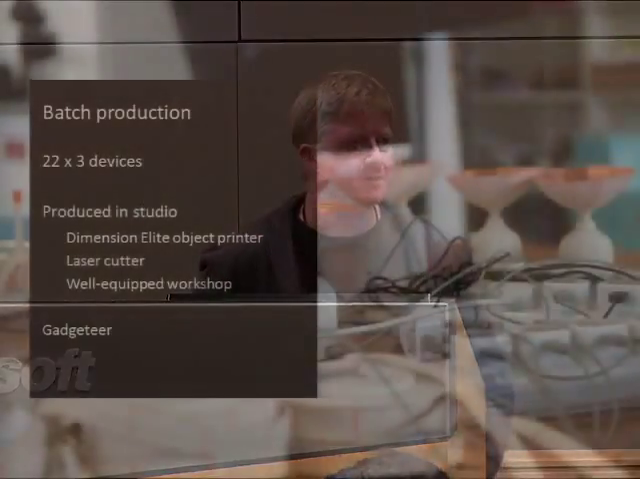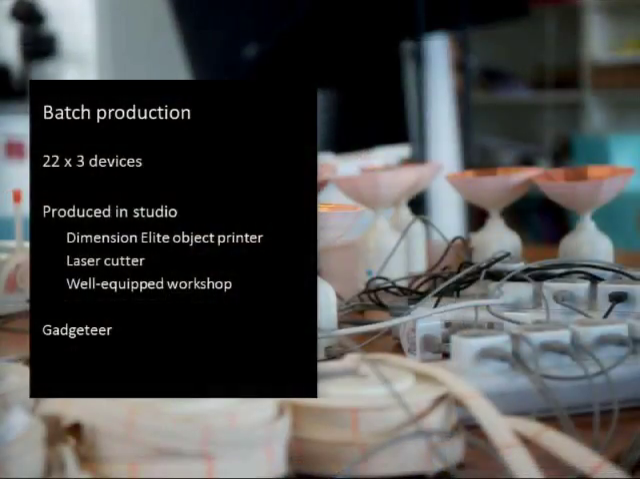Again, the point of this was to batch produce the things. This is a very new endeavor for our studio. We ended up making 22 of each of the 3 devices, almost entirely in the studio itself, where we used our object printer and also a laser cutter. We have a fairly well-equipped workshop, and Gadgeteer was really at the heart of being able to do this work.